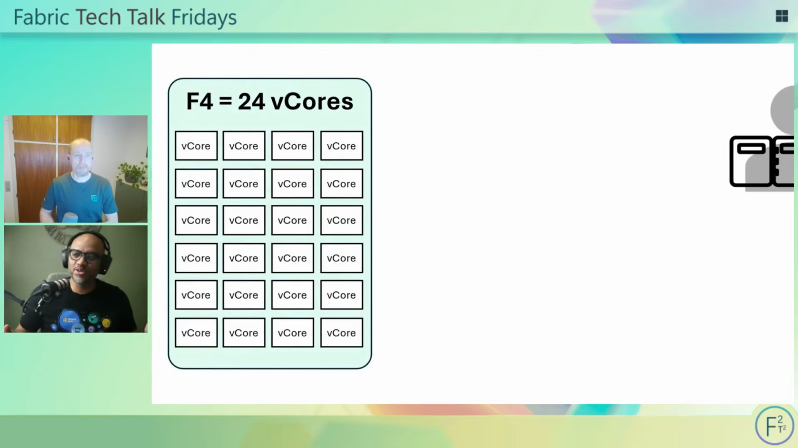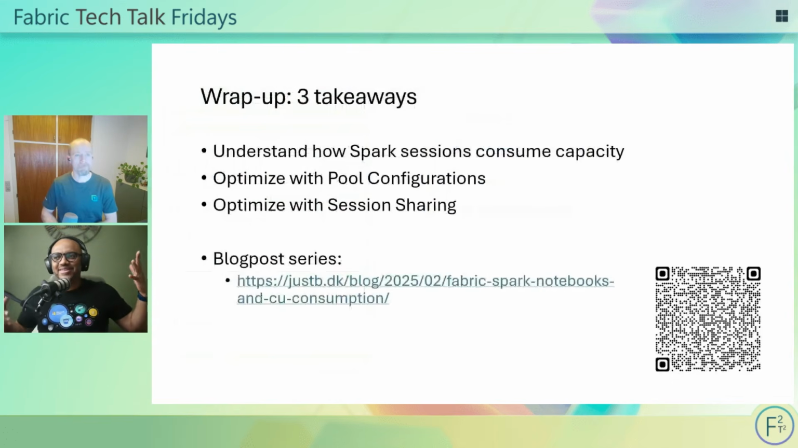Awesome. Well, thank you so much for taking the time. So we got 3 takeaways. What we covered here today was how the Spark session consumes capacity, and how we can optimize it with pool configuration, and also optimize it with session sharing, this high concurrency mode. And if you want to learn a bit more, I also have some blog posts on this topic. Click the QR code. It'll take you right there.